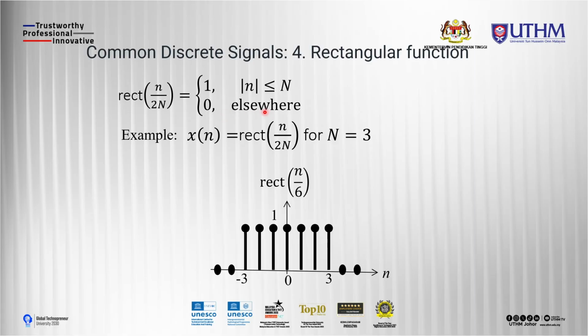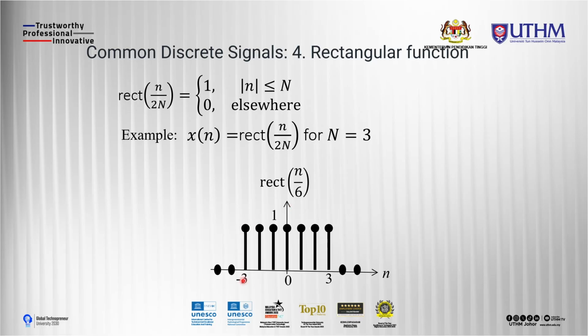For example, if you have rect of n over 2N for N equal to 3, you have the 3 here. This means you have 1, 2, 3 on the right hand side, and on the left hand side also 1, 2, 3. So it equals 6 because the capital N equals 3: 3 at the left and 3 at the right. So 3 times 2, you get 6. In total, we will have 6.